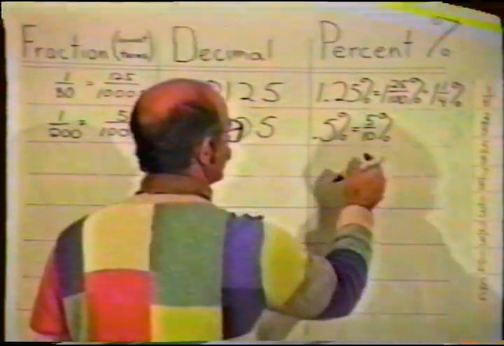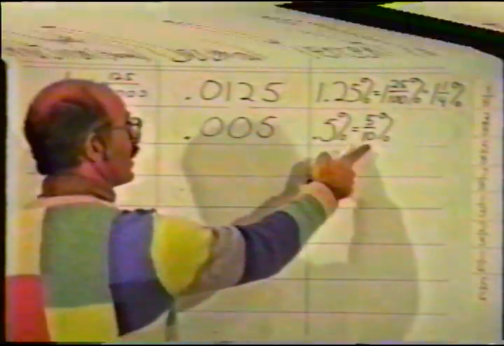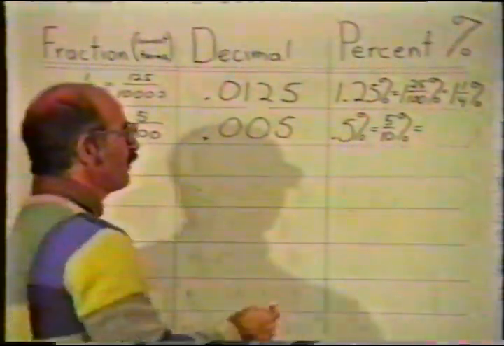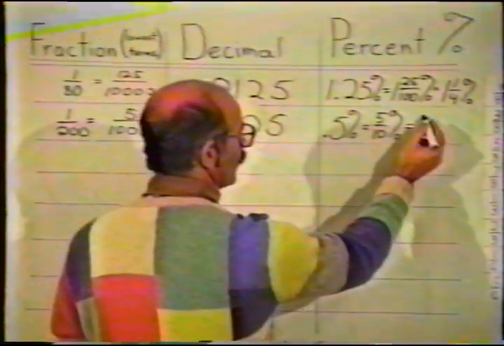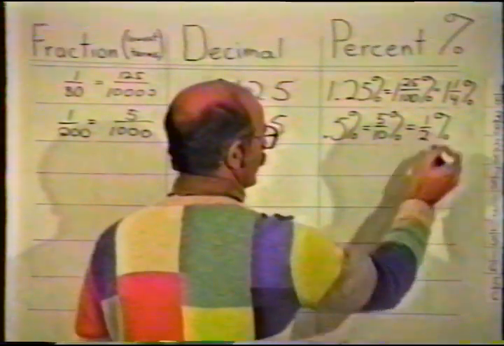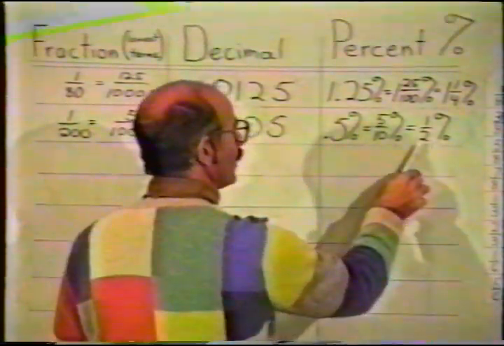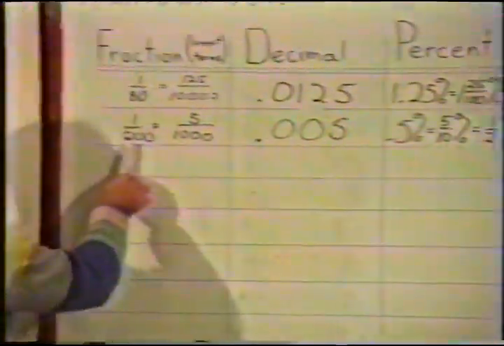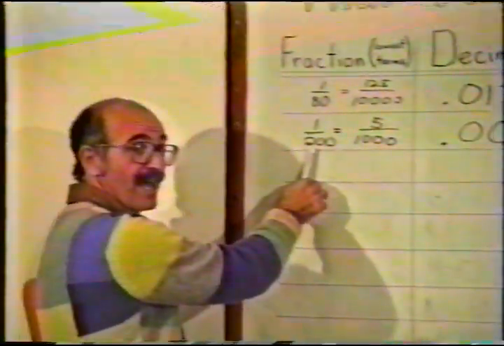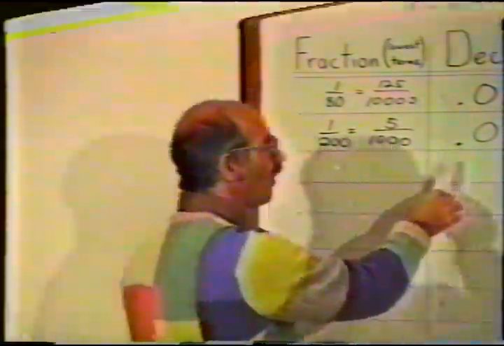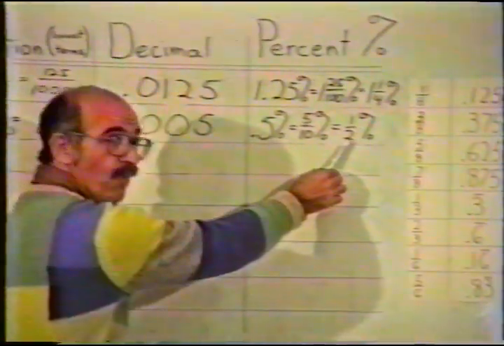0.5% written with the 5/10 as a fraction. Can that fraction be reduced? Yes. Hitting both top and bottom with 5, 5/10 reduces to 1/2. Still a percent. So 1/2% is the same as 1/200. And here's a little trick to help you to get from here all the way to here in one step.